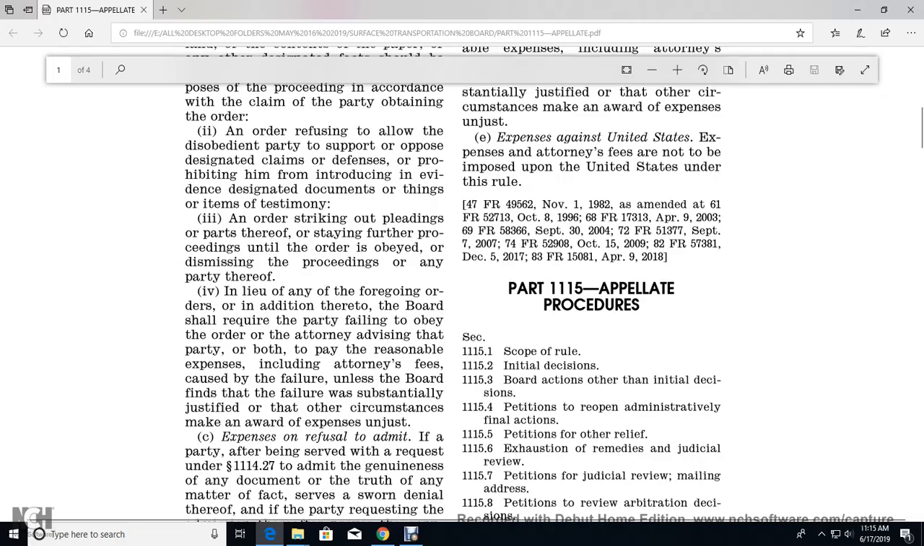Part 1115, Appellate Procedures. 1. Scope of the rules. 2. Initial decision. 3. Board action and other initial decisions. 4. Petition for reopening administrative final actions.